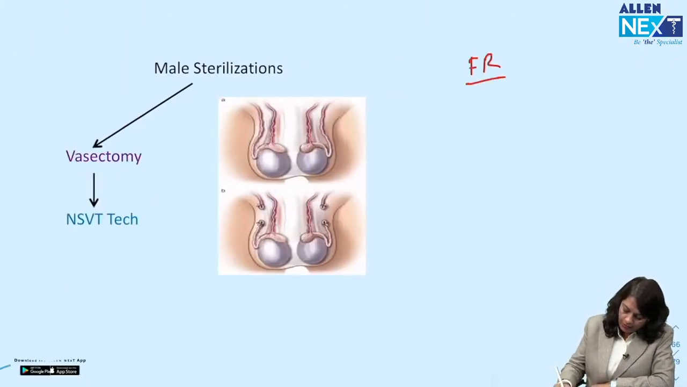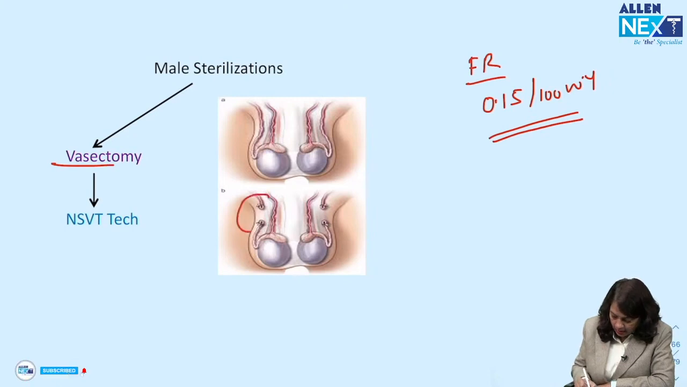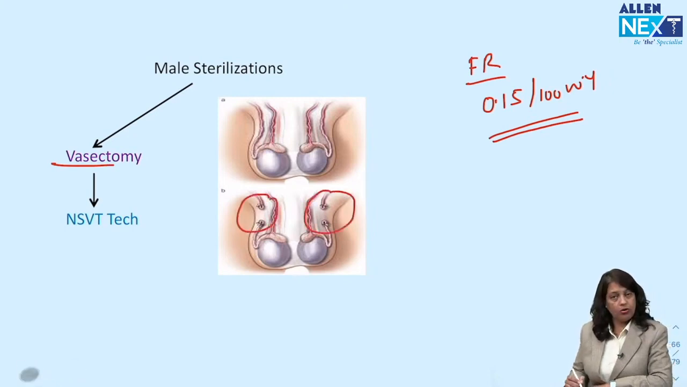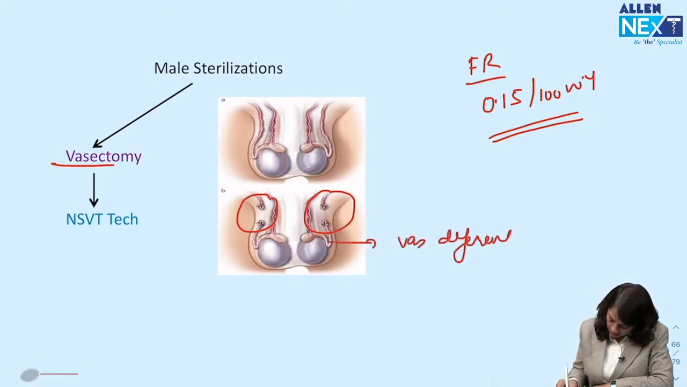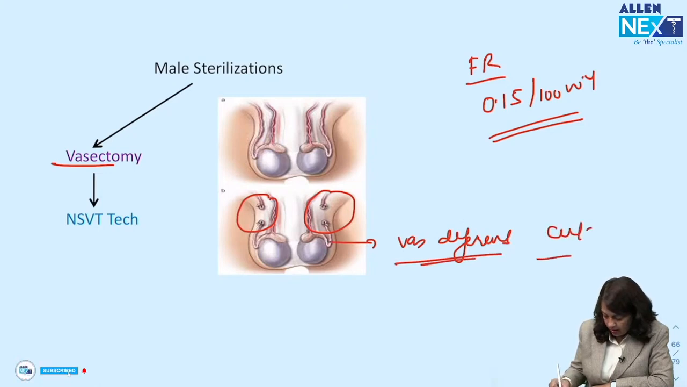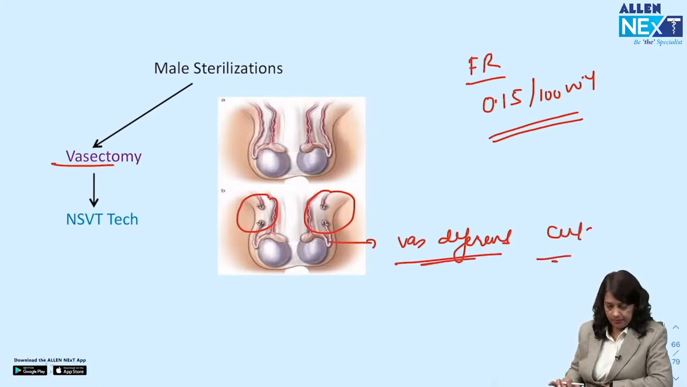Failure rate of vasectomy is 0.15 per 100 women years. So this is male sterilization, vasectomy, and it is done by the no-stitch or no-scalpel technique, and this is the vas deferens which is being cut. Usually surgeons do this vasectomy. Fine.